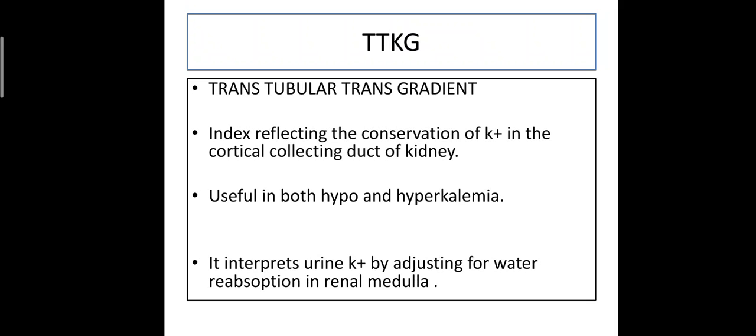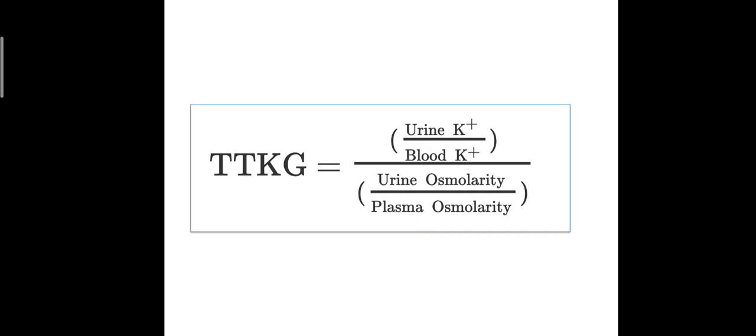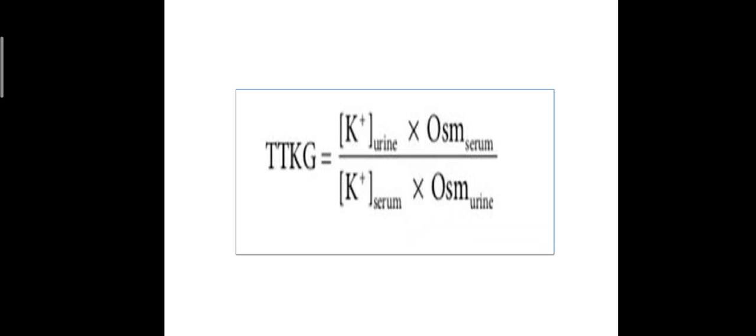So what is the formula of TTKG? You calculate urine potassium divided by blood potassium. You divide the whole by the urine osmolality divided by the plasma osmolality. Or in other words, TTKG is equal to urine potassium times serum osmolality divided by serum potassium times urine osmolality.